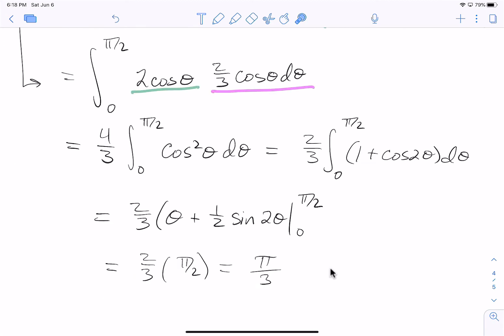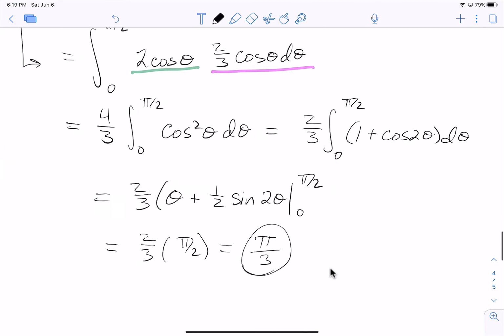Multiplying 2 by 2/3 gives us a 4/3 that I'm writing as a constant outside of our integral. Cosine times cosine is, of course, cosine squared. Using a power reducing formula, we cut the 4/3 in half, so 2/3, and then we have times 1 plus the cosine of 2 theta d theta, evaluated from 0 to pi over 2. Integrating then will give us 2/3 times the quantity of theta plus 1/2 times the sine of 2 theta from 0 to pi over 2. Putting either 0 or pi over 2 into the sine of 2 theta will zero that out. So we end up with 2/3 times pi over 2, or pi over 3.